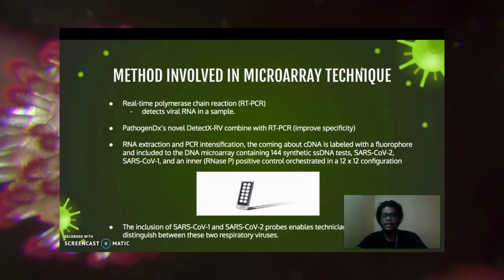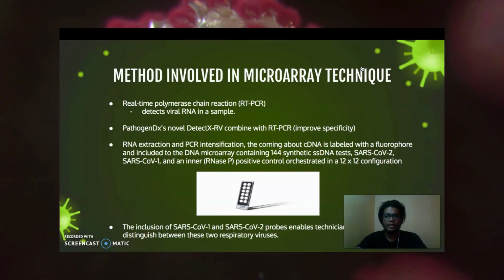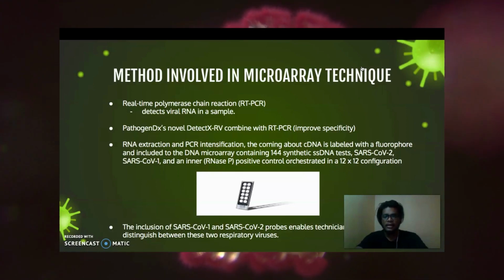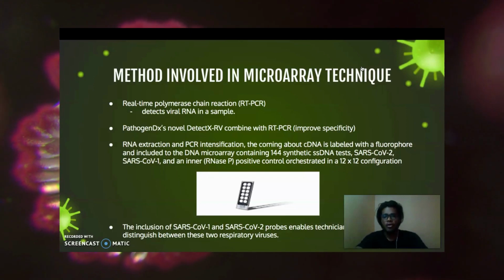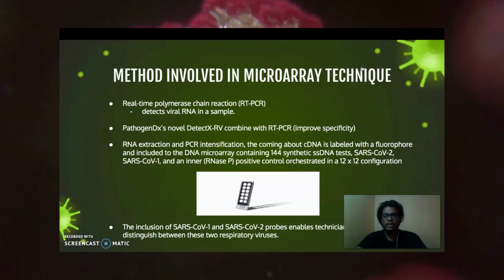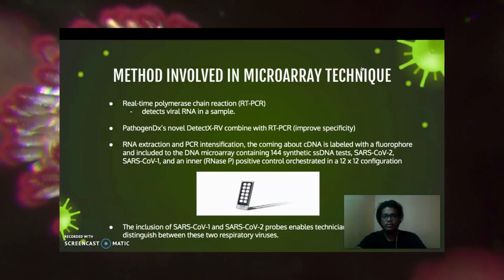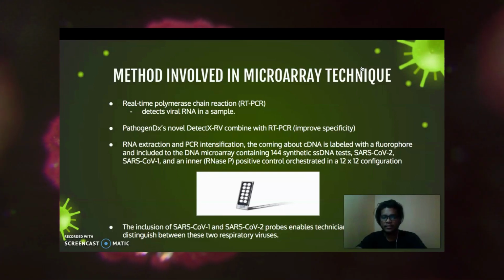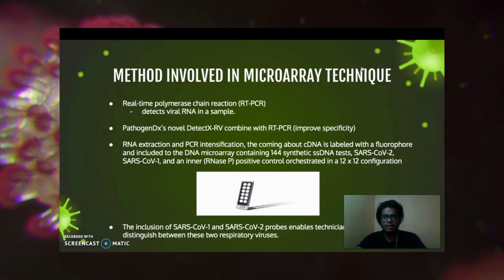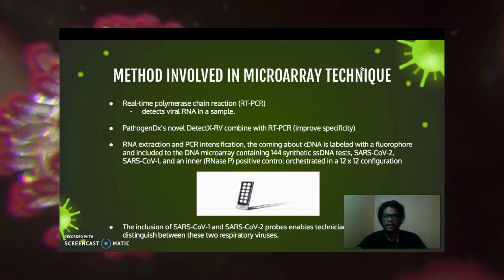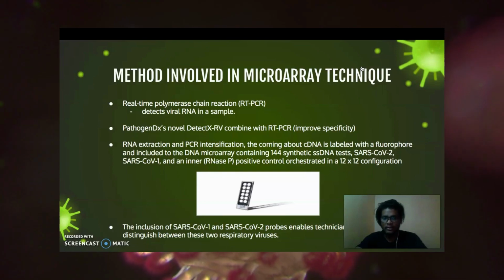Pathogen DX's novel Detect XRV technology combines RT-PCR with powerful DNA microarray technology to improve specificity and creates new possibilities for multiplex testing. For COVID-19 testing, RT-PCR is most widely used to detect viral RNA in a sample obtained via nasopharyngeal swabs or nasopharyngeal aspirate. The RNA is extracted, reverse transcribed, amplified, and the cDNA strand is labeled with fluorescent dye for detection. This technology creates a new possibility for future respiratory testing.